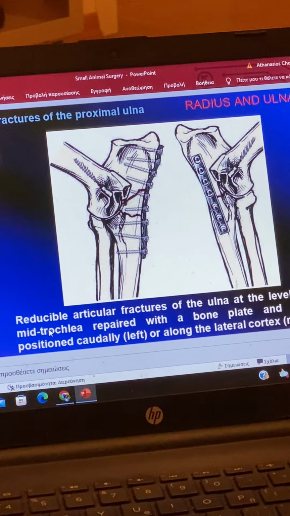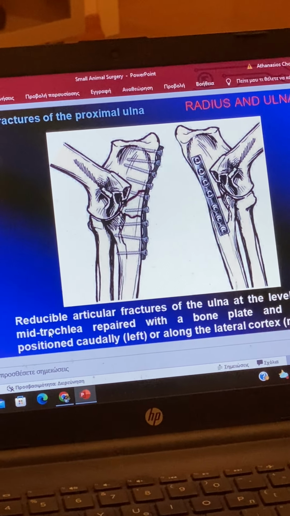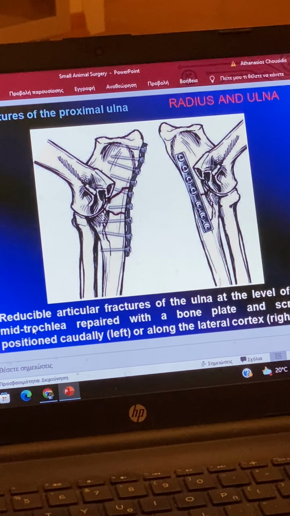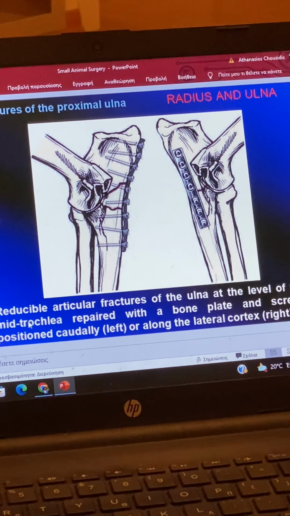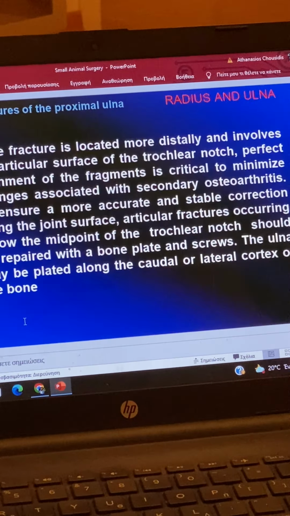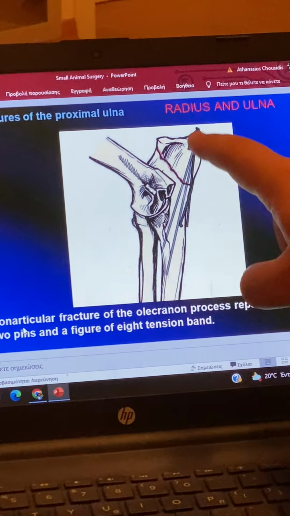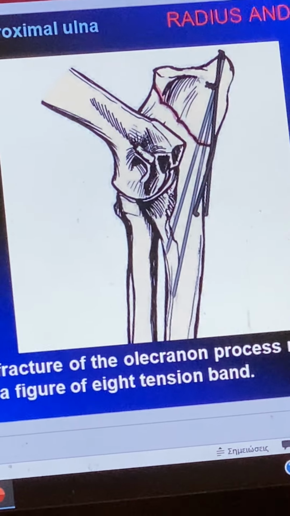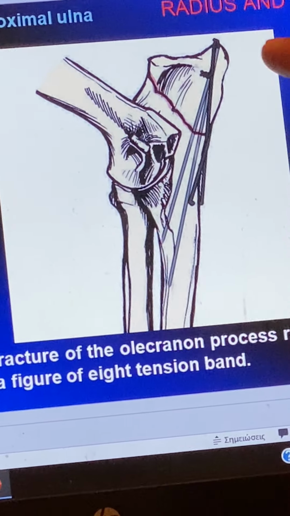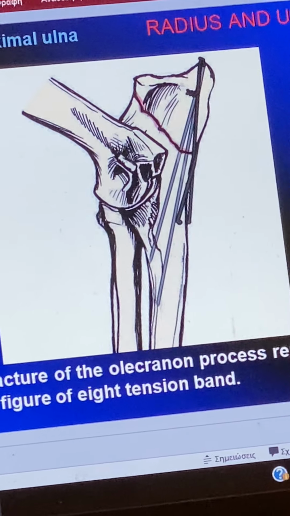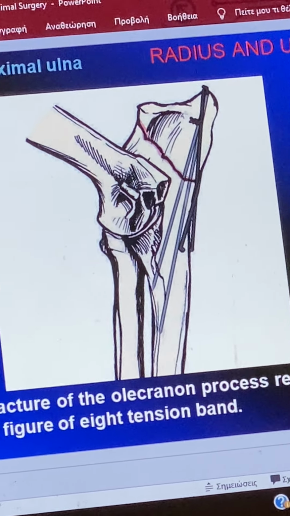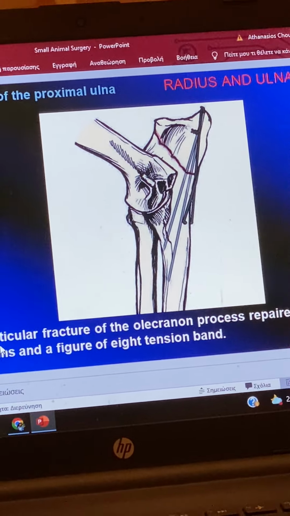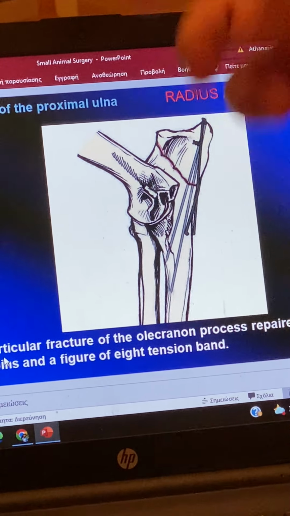Again, we have articulation there, so it can be a non-articular or articular fracture. If it's non-articular, we do the repair of the olecranon with 2 pins and a figure of 8 tension band. So tension between, let's say, the olecranon and the rest of the bone, that is good. So the pins are going to be there anyway. When they say figure of 8, they're referring to the wire, that wire that you can see with tension. And you can see it's like an X, so it's like a figure of 8.